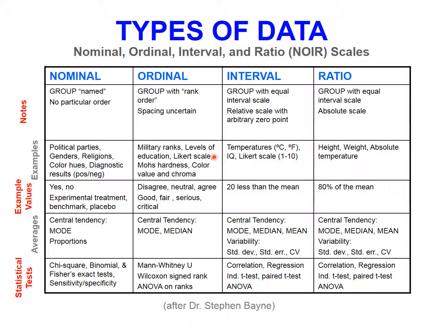Mohs hardness. We know that diamond is harder than sapphire, and we know that sapphire is harder than talc. But because that scale is not a linear scale, we can't subtract those values to find out exactly how far apart in hardness they are, unless we use a different type of hardness scale.